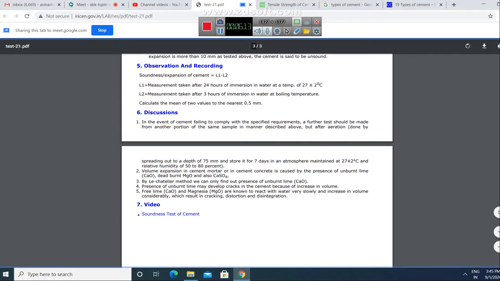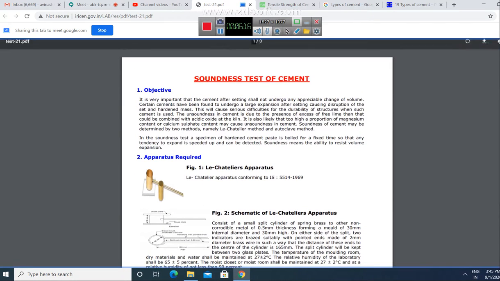For determining the soundness of cement, we have one apparatus known as the Le-Chatelier apparatus. Once the cement is set, it should not undergo appreciable change of volume. In some cements, we have seen very large expansion after setting, which leads to the disruption of the set and hardened cement. So this expansion or volume change will cause a lot of durability problems to the cement.